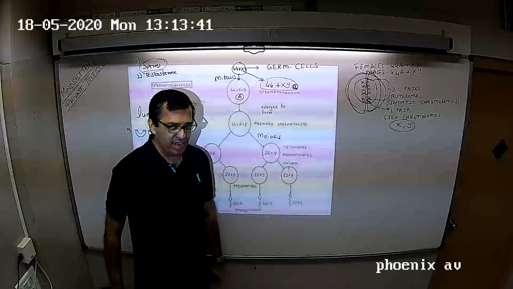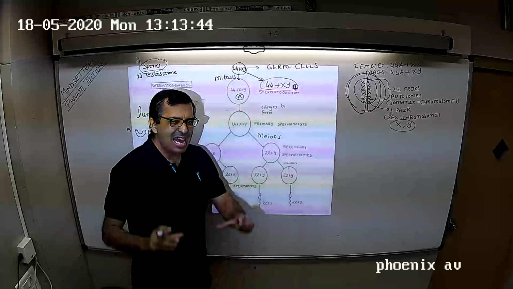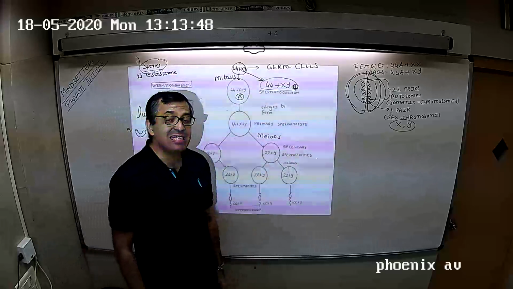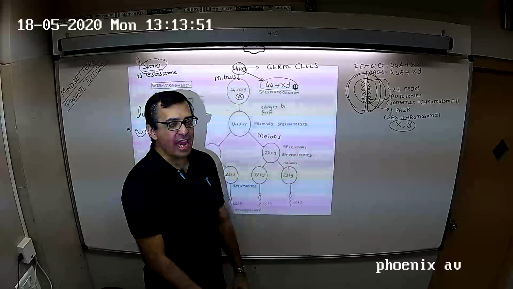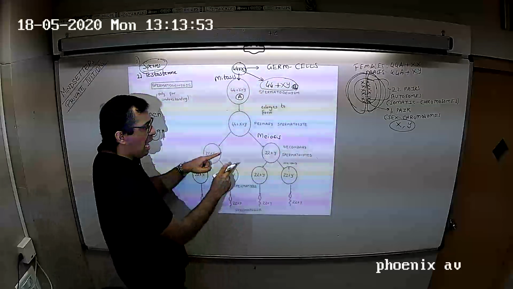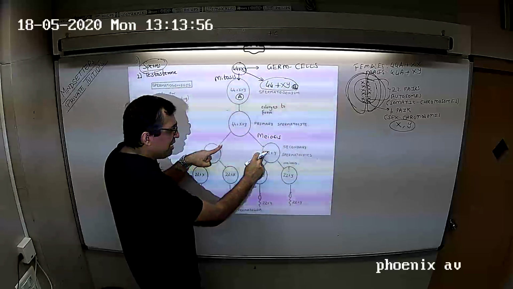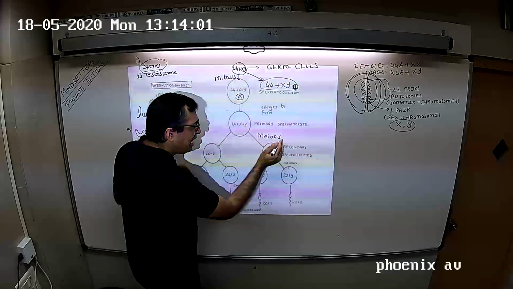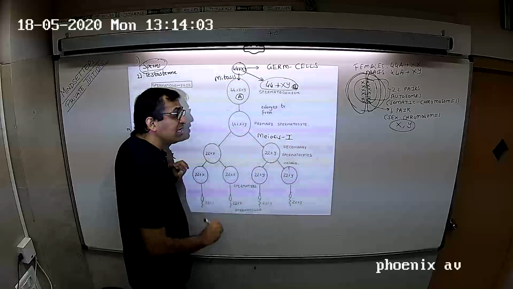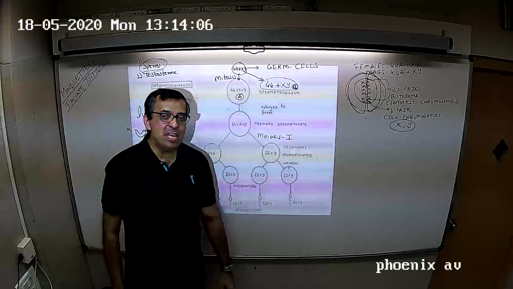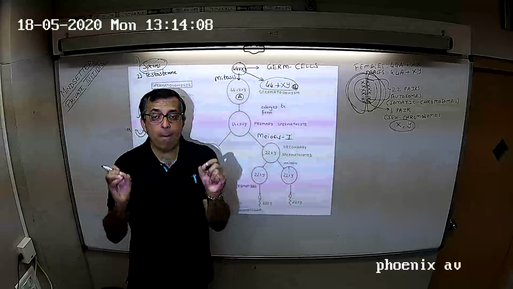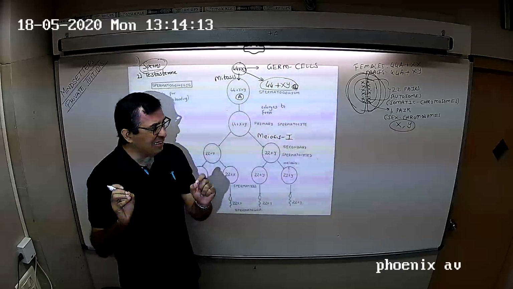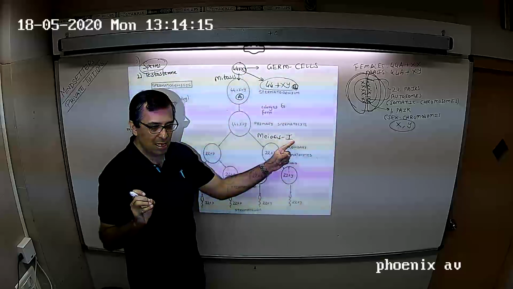I hope you have heard of it. Mitosis takes place only in one step. Meiosis takes place in two steps. The first step, primary spermatocyte divides to form two haploid secondary spermatocytes, is called meiosis 1. In meiosis 1, chromosome number becomes half, diploid becomes haploid, and that is called meiosis 1.